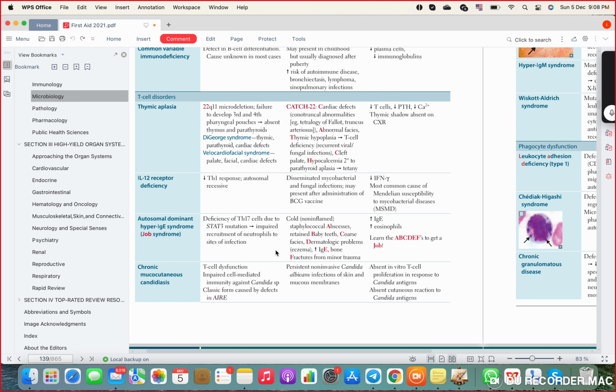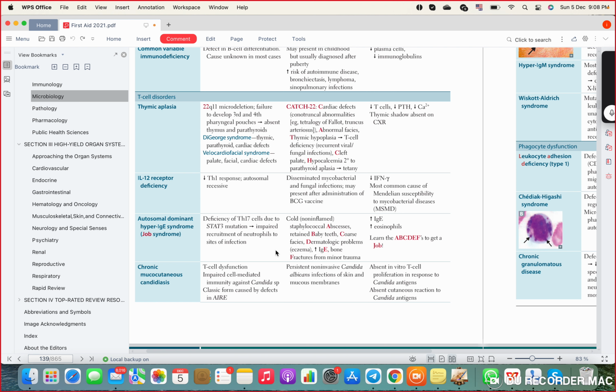But in case of thymic aplasia, can you tell me, please, which chromosome has the problem? Catch 22, so chromosome 22, doc? Yes. So what does the little q stand for? Because you know it's 22q11. What does the q stand for? Long arm, doc? P is short arm and Q is long arm? Because you remember it's quite long, yeah?